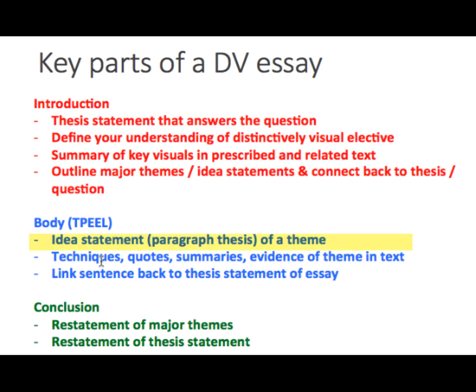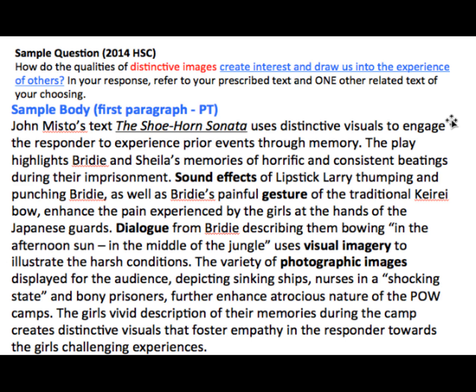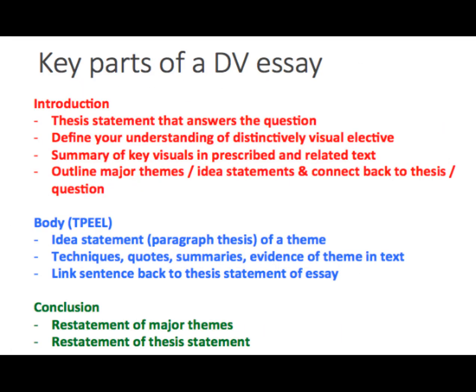So first of all, we start off with an idea statement about the theme. You guys have created idea statements in your set table, and you'll be able to slot them in depending on what you want to talk about. So in this case, I'm talking about the theme of memory and how they enable us to experience some prior events. After that, we've got our techniques, quotes, summaries, evidence of theme in text. So we're looking to blend together all that we understand about this theme of memory and how they enable us to experience some prior events. And then finally, we've got a link back to the thesis statement of the essay, where in this case, I'm talking about fostering empathy.